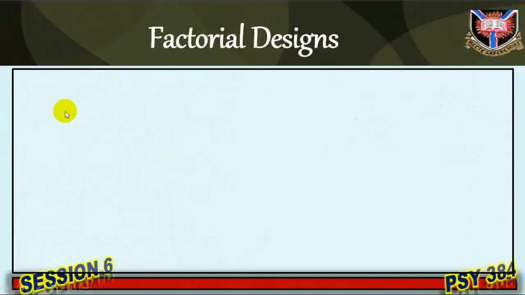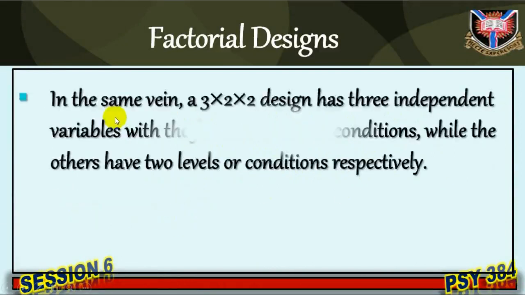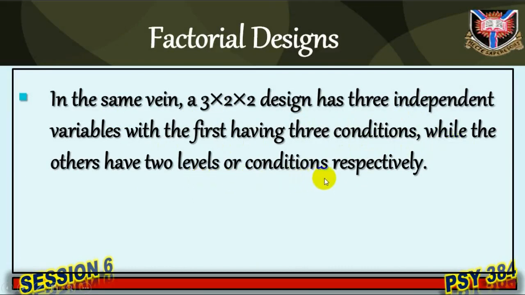A 2 times 2 design, for example, has two independent variables at two levels or treatment conditions. A 2 times 3 design has two independent variables with one at two levels and the other at three levels. In the same vein, a 3 times 2 times 2 design has three independent variables with the first having three conditions while the others have two levels or conditions respectively.